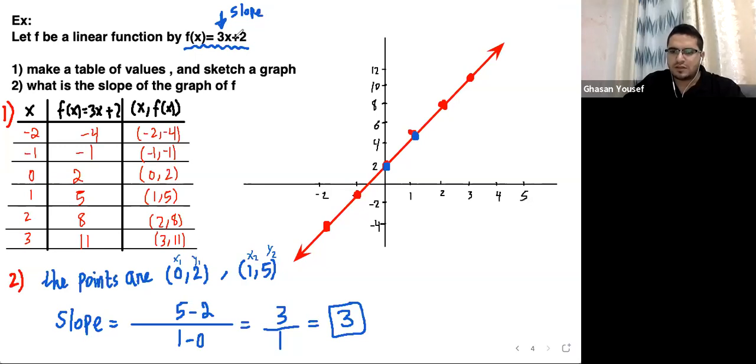Could you leave the slope as a fraction as the final answer? 3 over 1? Yes, you can leave it as 3 over 1, but it's better to write it as 3 because anything over 1 is the same as the numerator. A over 1 is equal to A. B over 1 is B. 100 over 1 is 100.